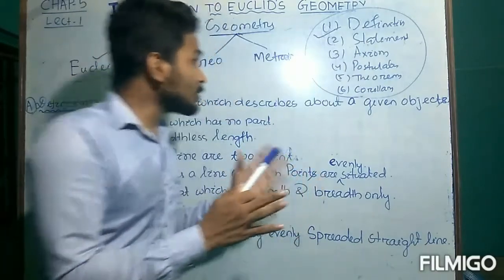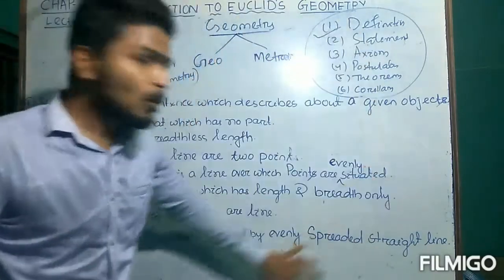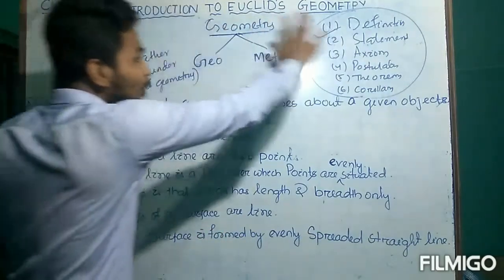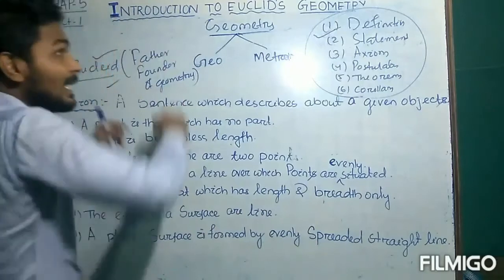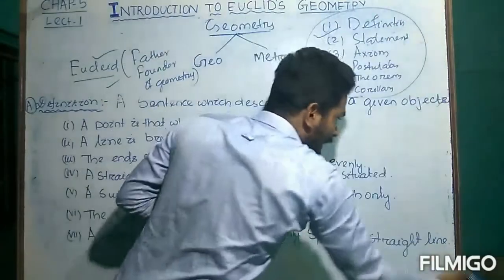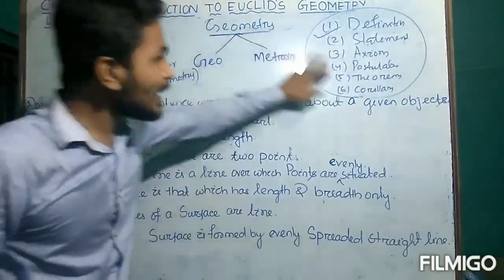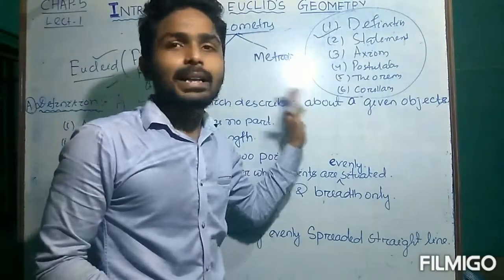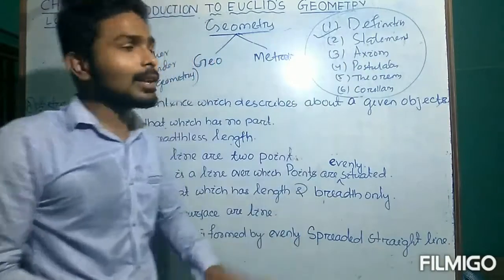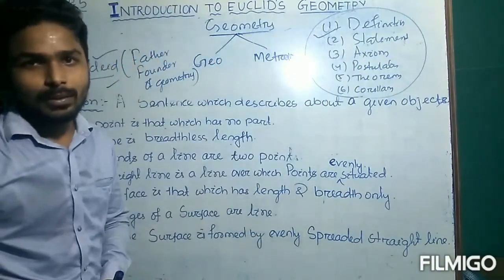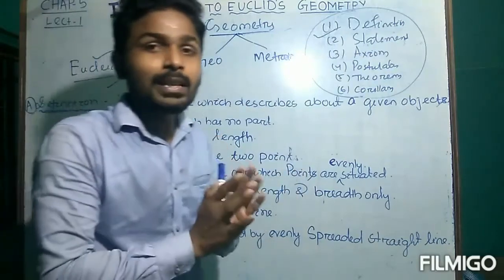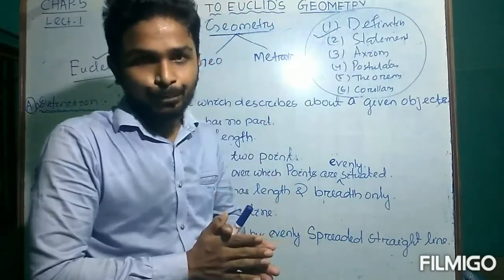For example, if someone asks you, what is a whiteboard? Then what do you have to say? You have to say a whiteboard has a white surface, it has a length, it has a breadth, and it has a plane surface. So this is the appropriate definition or explanation of a whiteboard. Understood? So what is a definition? A definition is a sentence which describes a given object.